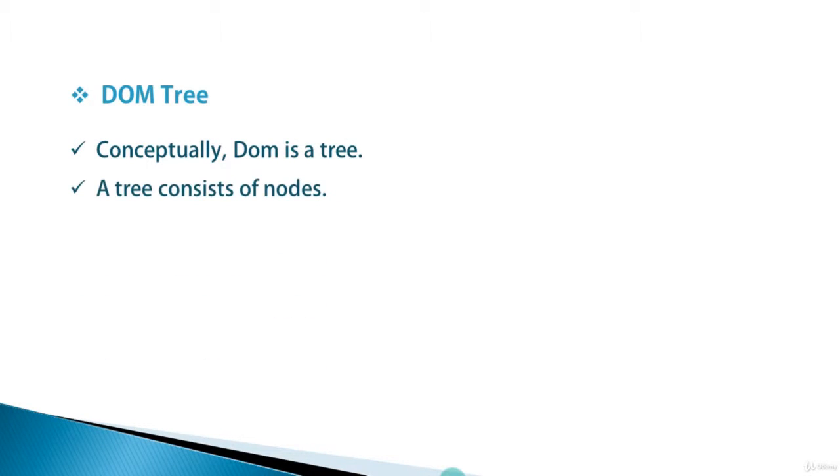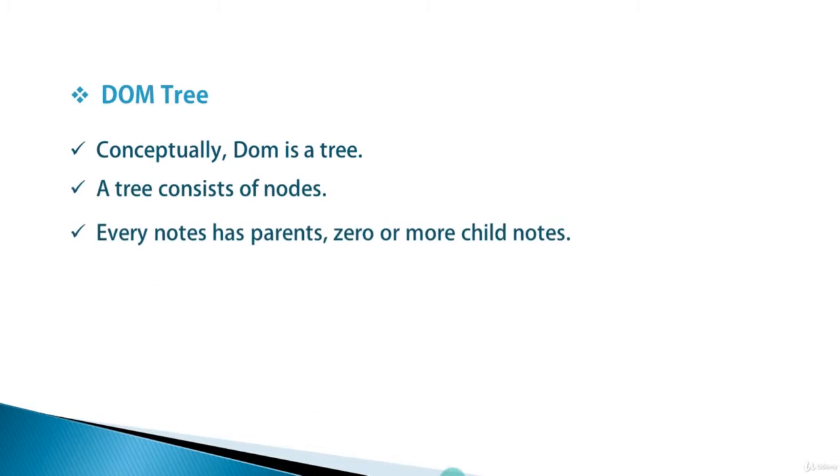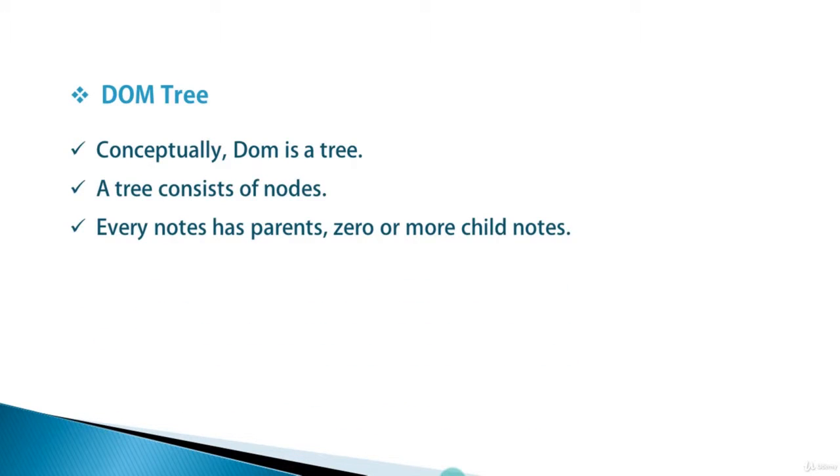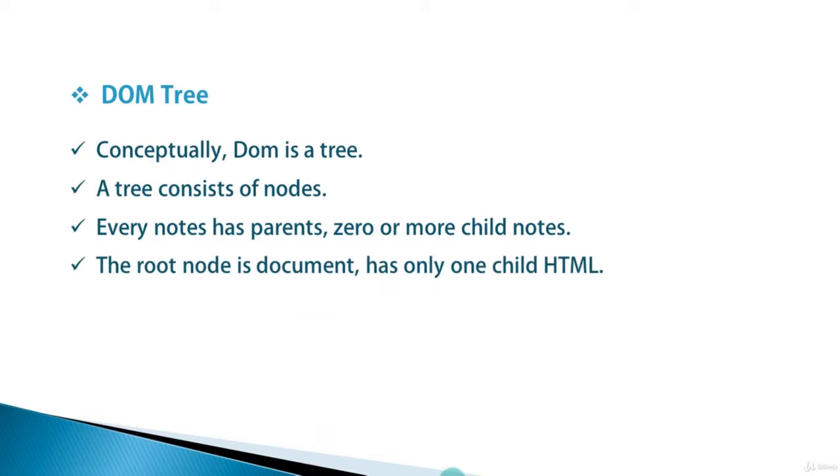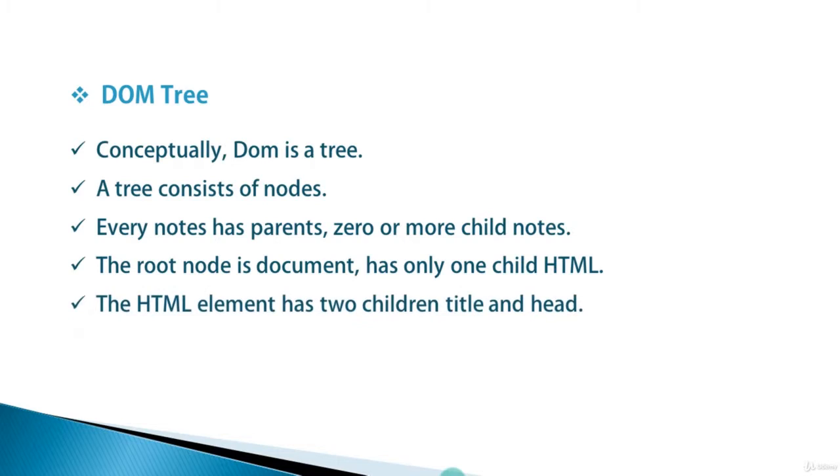A tree consists of nodes. Every node has a parent and zero or more child nodes. The root node is document, which has only one child, HTML. The HTML element has two children, head and body. The following is the DOM tree. You can also call HTML the root element.